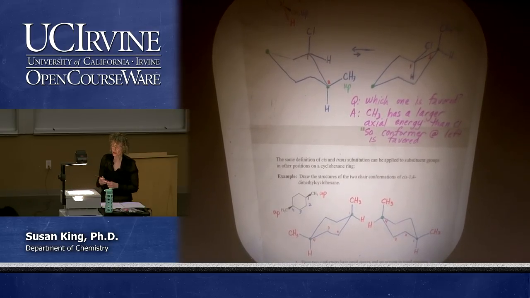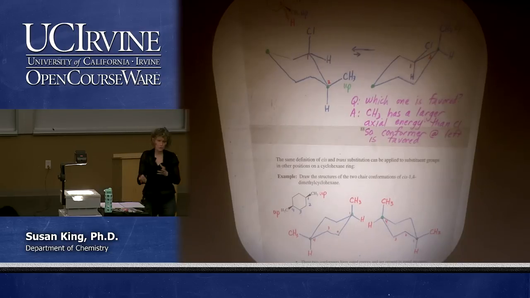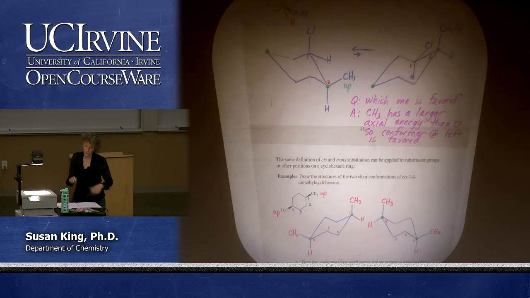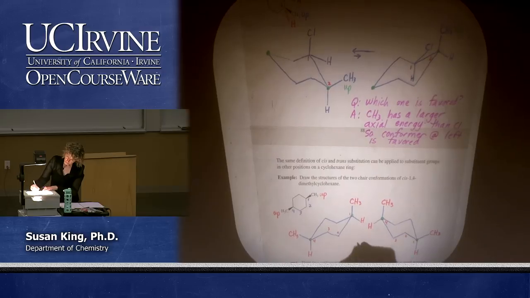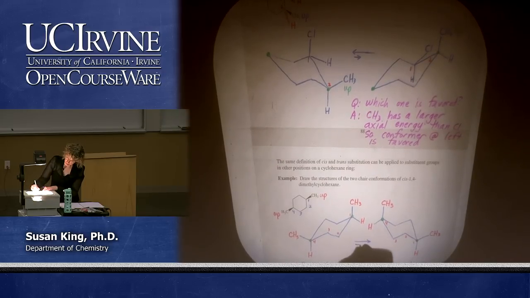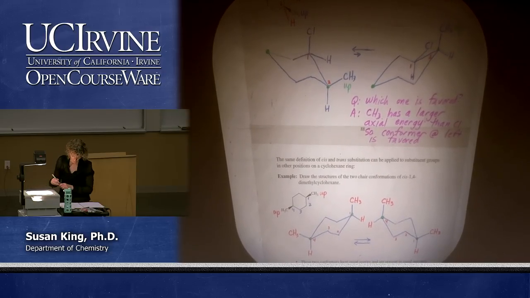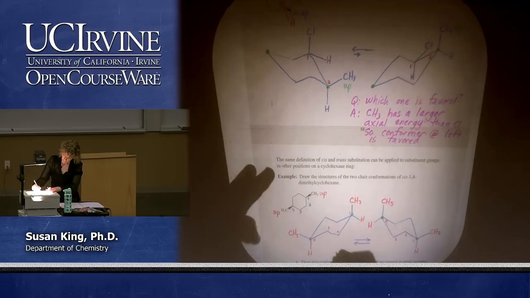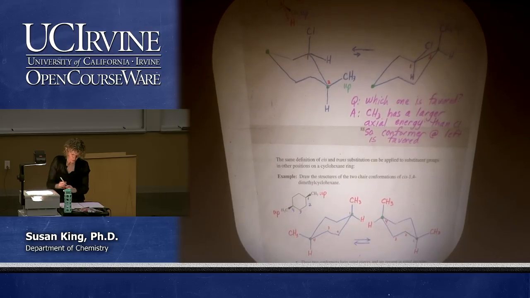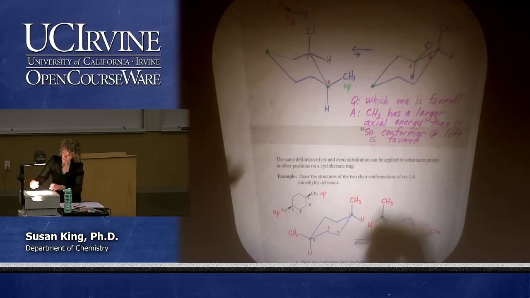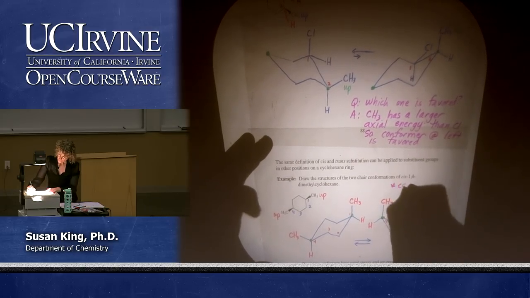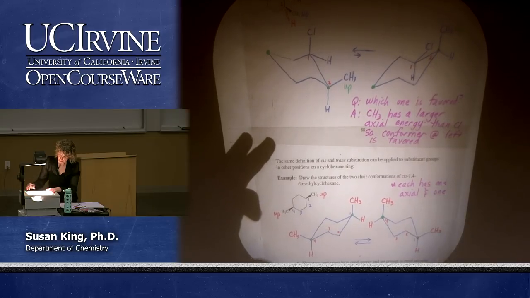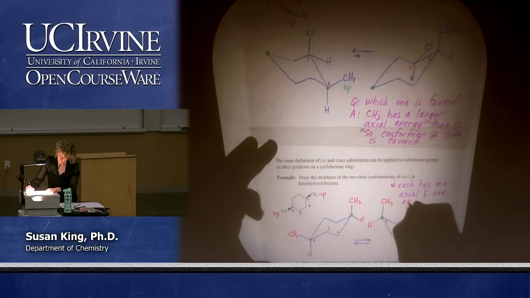And you want to just check yourself the whole way. Those two chairs are exactly equal in energy. So I'm having equal arrows. So each has one axial and one equatorial. And since the groups are the same, they're identical in energy.